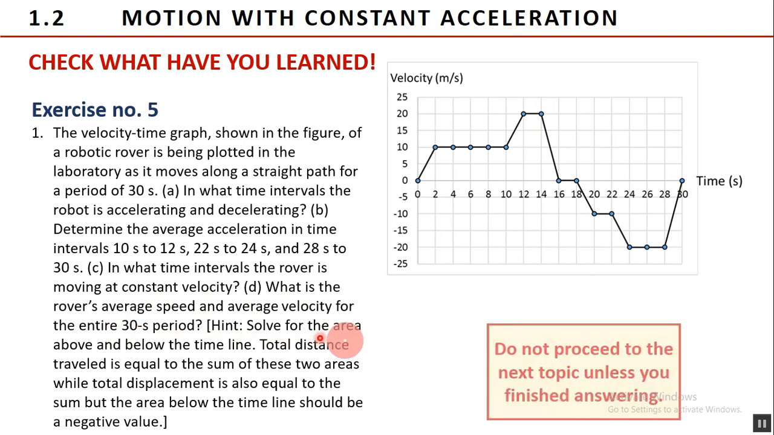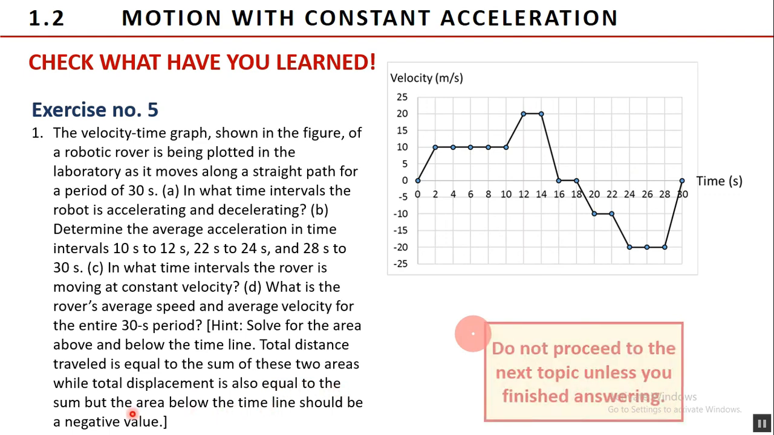Hint. Solve for the area above and below the timeline. Total distance traveled is equal to the sum of these two areas, while total displacement is also equal to the sum, but the area below the timeline should be a negative value.